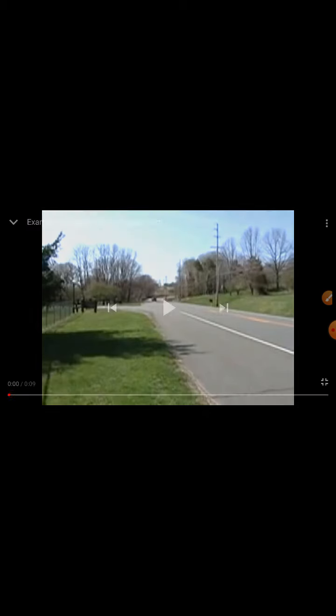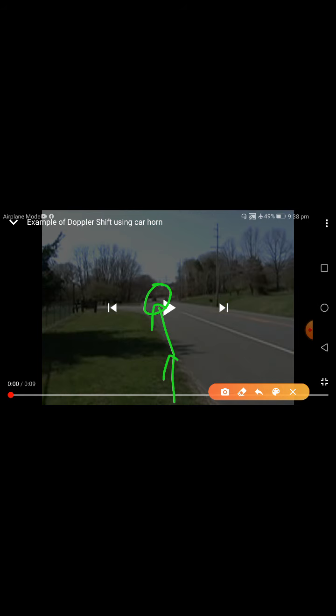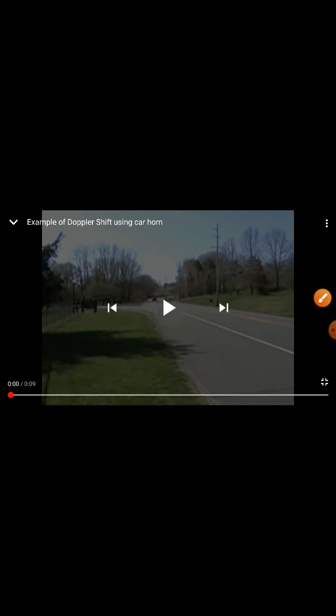Okay, just imagine that you are standing in this position and trying to listen to the horn of the car which is coming towards you. Okay, just listen.